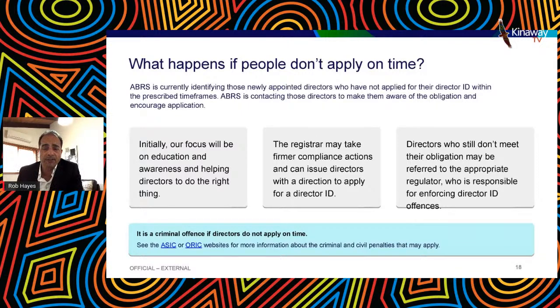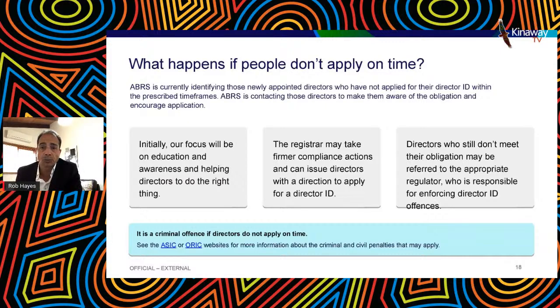So what happens if directors don't apply for their director ID or don't apply on time? There are significant penalties that are applicable for those who don't apply for a director ID. They range from monetary fines, $13,200 for individuals who don't apply for their director ID, right up to $1.1 million for other offences, and in some cases, imprisonment.